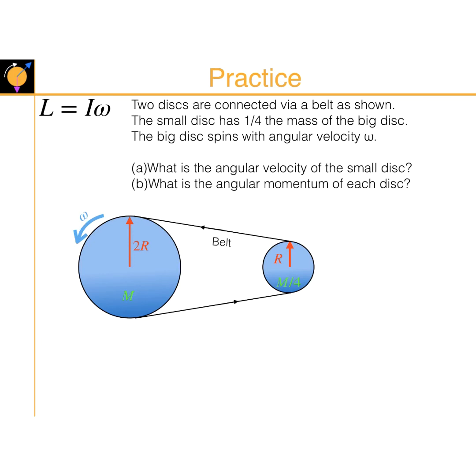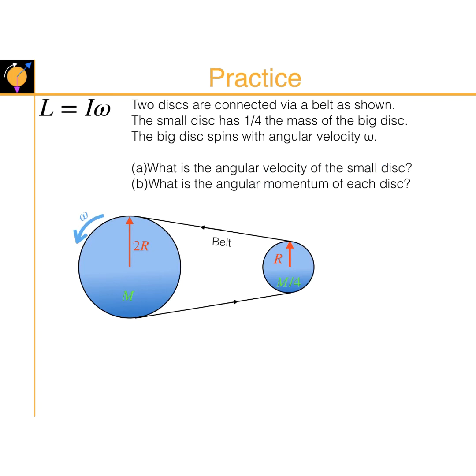Here's another great example. Two disks are connected via a belt, as shown. And one of the disks is spun. The larger disk here has radius 2r, mass m, and it's rotating at a certain rate omega, whatever radians per second. It's attached by a belt to this one. So this is going to make the smaller one spin, and it has half the radius and 1/4 of the mass. So what is going to be the angular velocity of the small disk as a function of the larger disk?